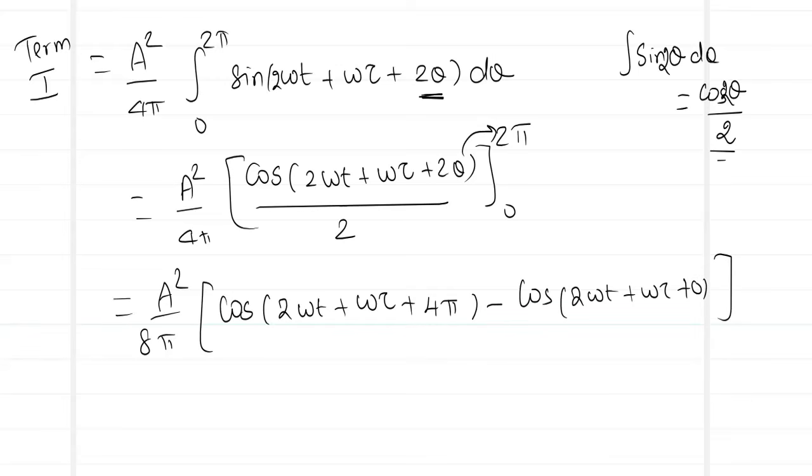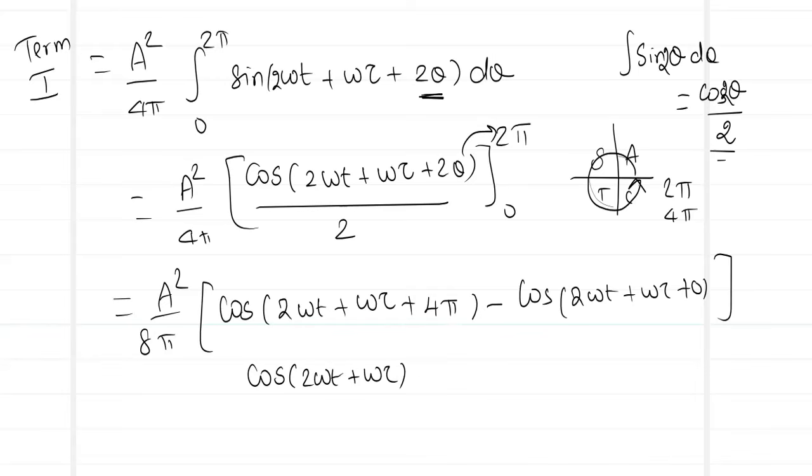We know that cos of 4 pi plus theta is the same as cos theta. Why is it so? Because when you rotate one time, you cover 2 pi. When you cover twice, you cover 4 pi. When you have 4 pi plus theta, it falls in the first quadrant, and over there all the terms are going to be positive. So you are left with cos of 2 omega t plus omega tau for your 4 pi plus theta.